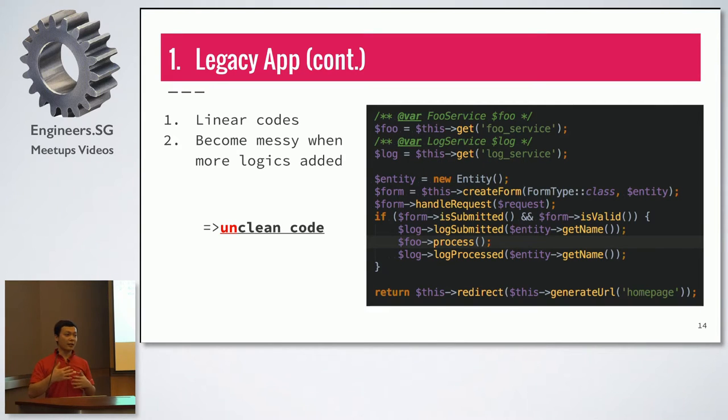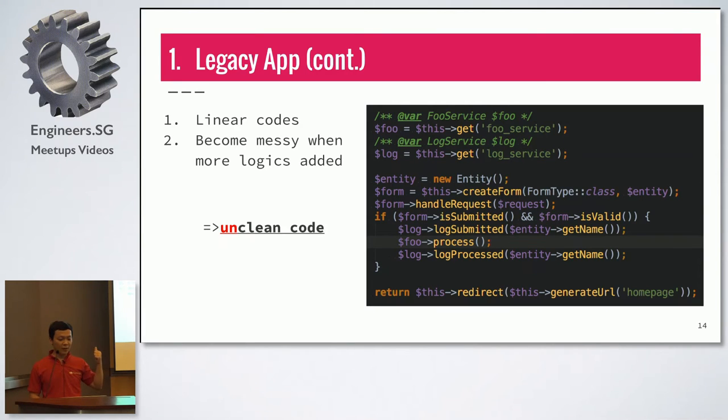When more logic is required, you keep adding code into the function, and then the method becomes very big. I have usually seen 200, 300, even 2,000 lines in a function, especially in the controller. Usually people put a lot in the controller because that is where the logic happens. For example, when a form is submitted, I log the form, and then I do a process. I call the service, whatever service you want, and after the service is done, I log the process.